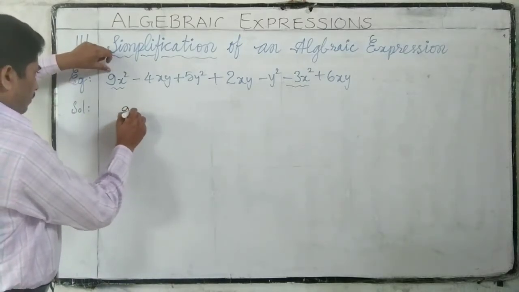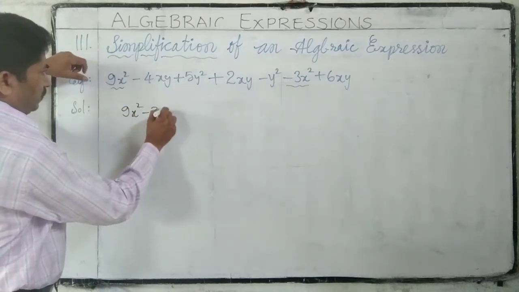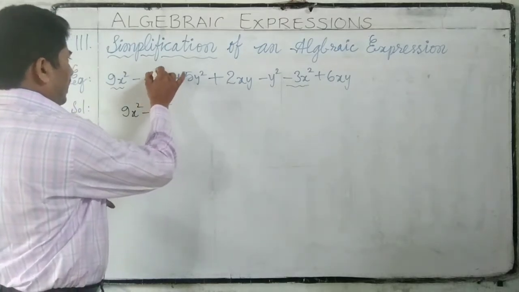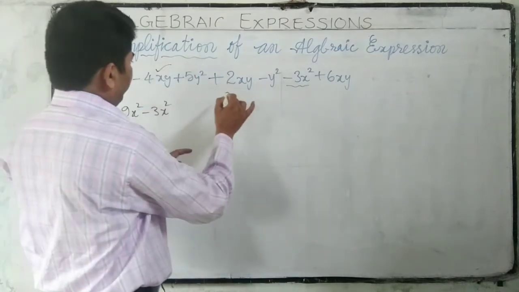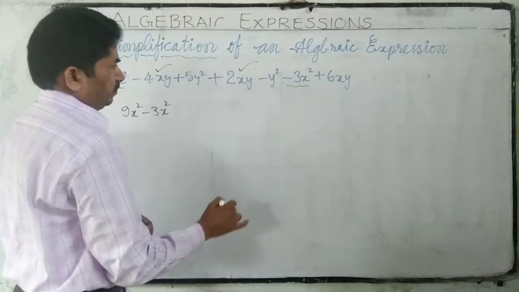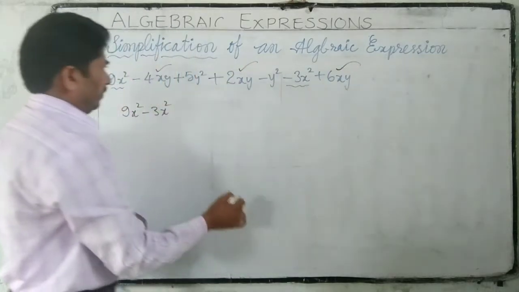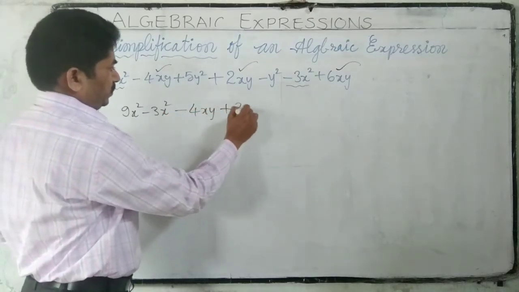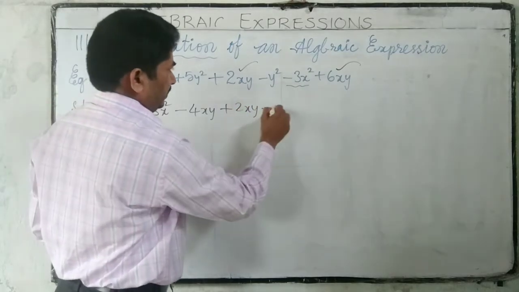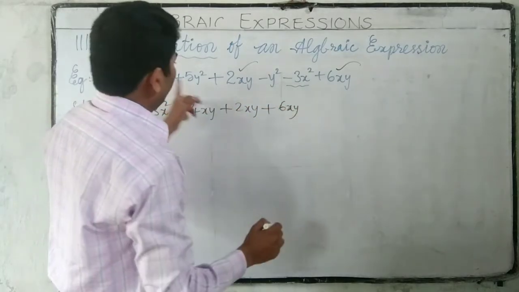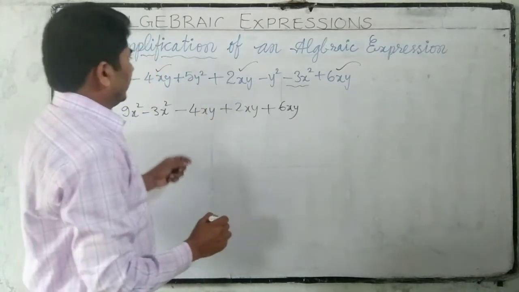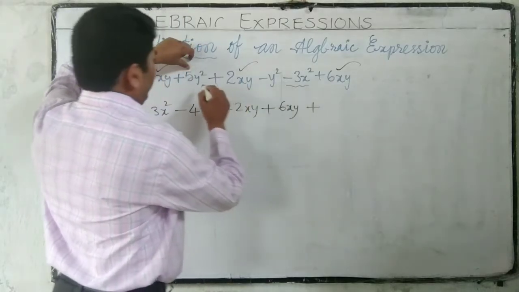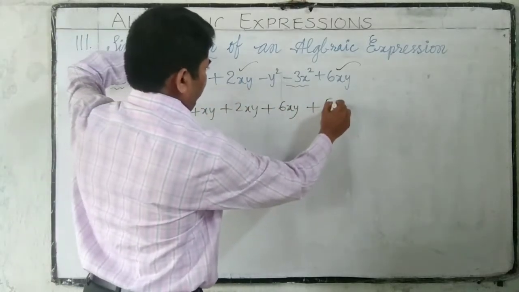9x square minus 3x square. Next, minus 4xy plus 2xy plus 6xy. These are like terms. Next, plus 5y square. This is one term only, 5y square.